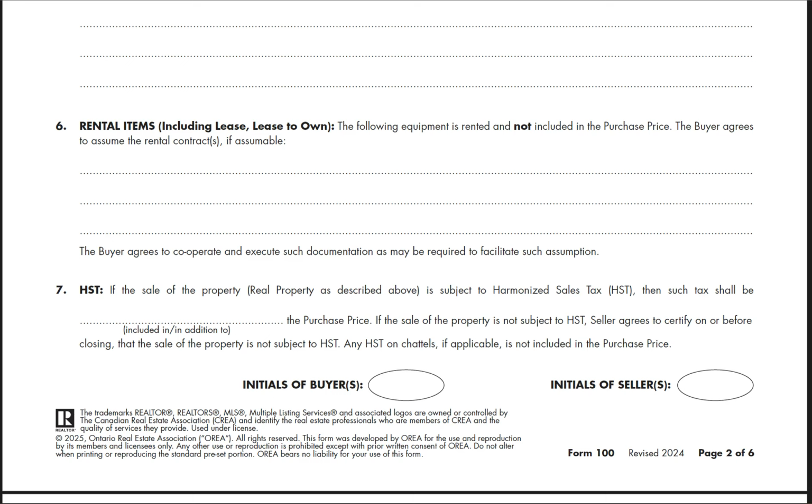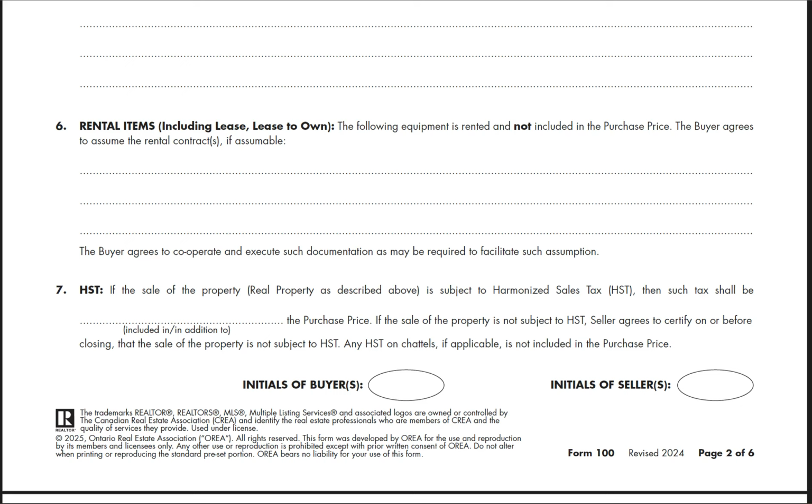HST on chattels applies separately. So if it's a movable item like an appliance or furniture, this is again an edge case. The purchase price does not include HST on chattels unless otherwise stated, and the buyer and seller must negotiate separately on how HST for chattels will be handled. This is again going into minutia. It's a very sort of edge case, and I would recommend speaking to a lawyer or your realtor depending on the transaction.